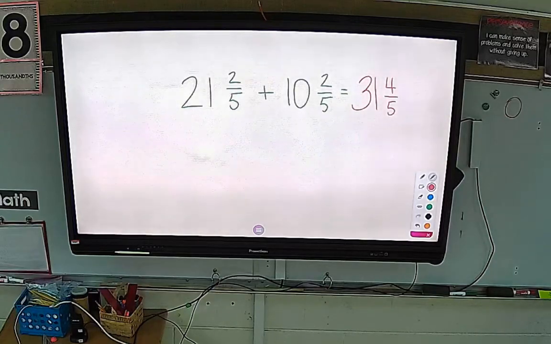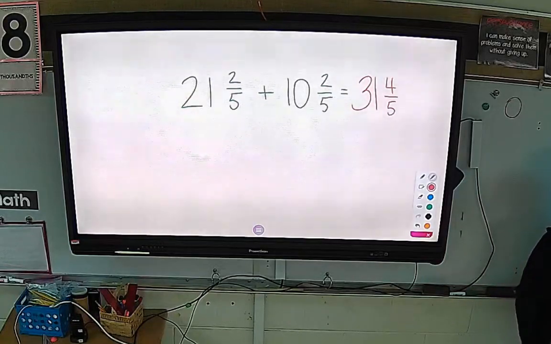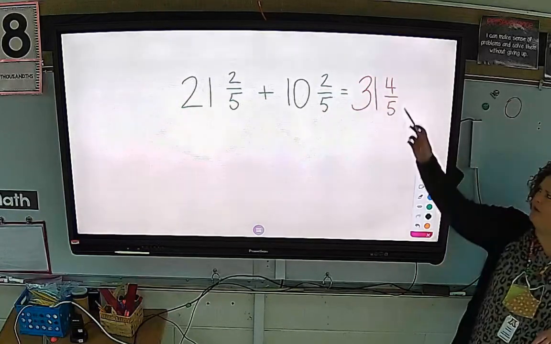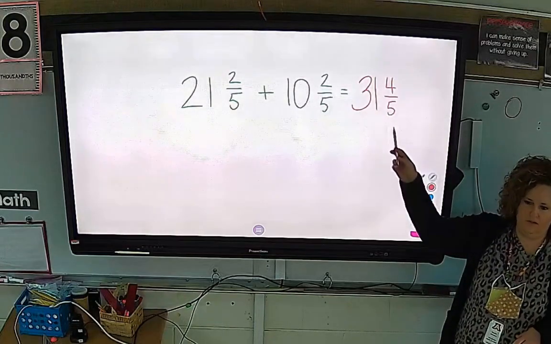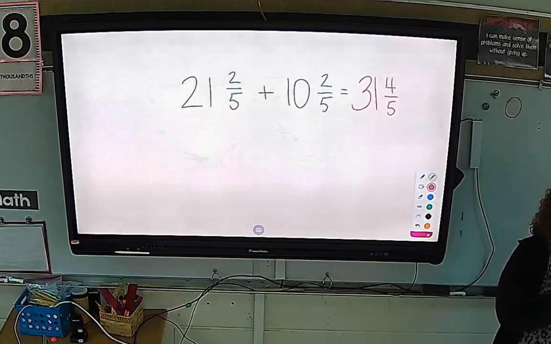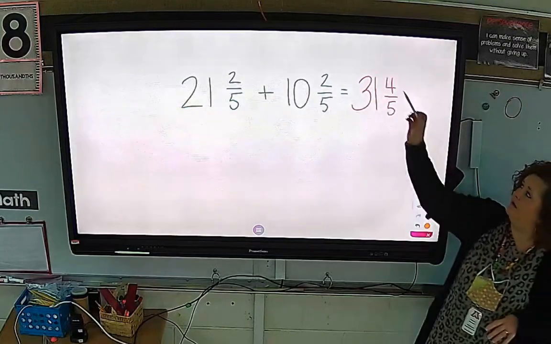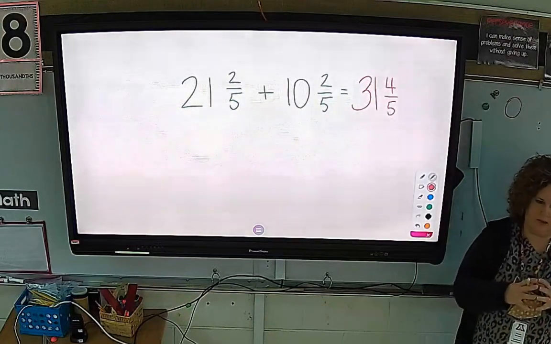And then what do we do? We do nothing. Because why? It's not an improper fraction. No. Okay, I like that, and I'm hearing 4th grade answers. There's not another whole there. Is there? It's just a piece. It's not a whole number right here. It's just a piece. Okay.